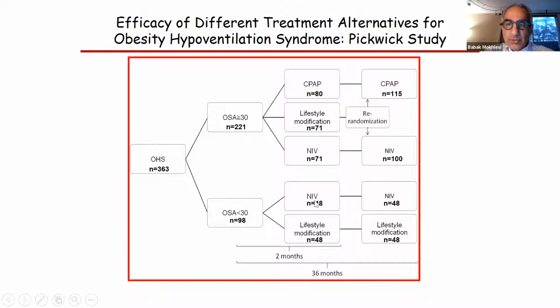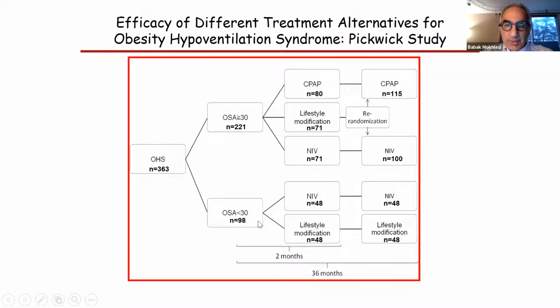And in this group, at 2 months, there were 3 arms. And then after 2 months, this group that was randomized to lifestyle modification was re-randomized. And then these groups were followed for a minimum of 3 years. So the last patient had to have 3 years of follow-up, essentially. That's why some patients have more. The first patients had more.